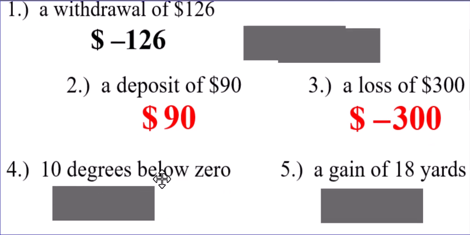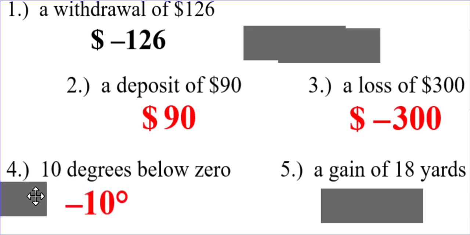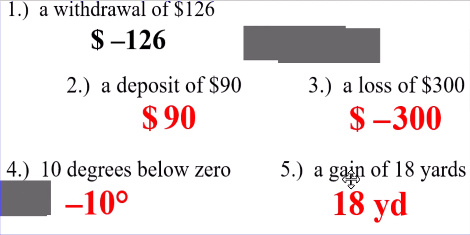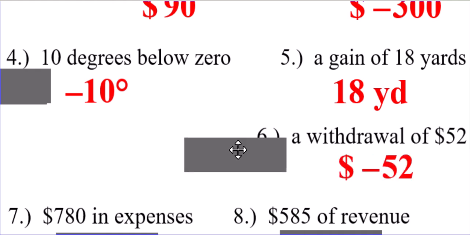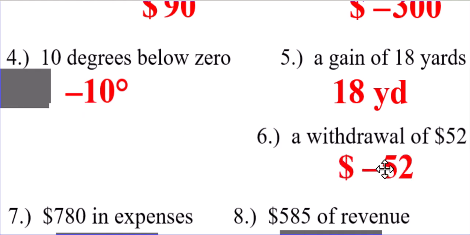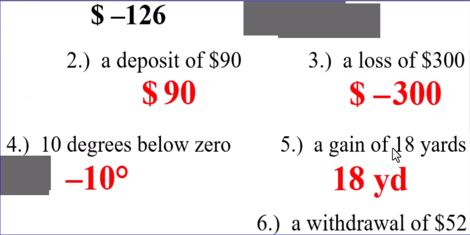10 degrees below zero. If it's below zero, then we are talking about a negative temperature. If it was above zero, then it would be a positive. A gain of 18 yards by your favorite running back or quarterback or whatever would be positive 18 yards because it's a gain. A withdrawal of $52 is taking the money out. That is a negative amount, similar to what we had in problem number 1.